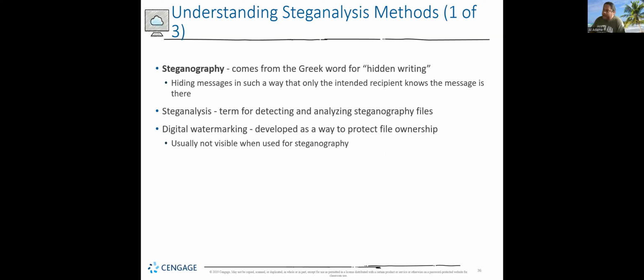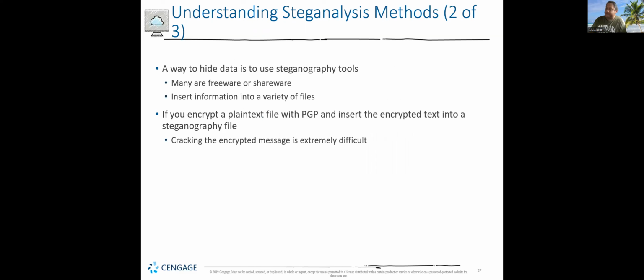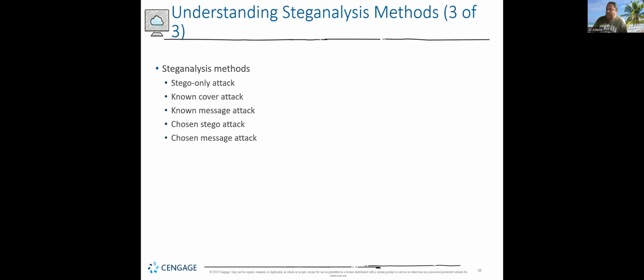Digital watermarking was developed as a way to protect file ownership, and it's usually not visible. When used for steganography, a way to hide data is to use steganography tools. Many are freeware or shareware, so they might run on Linux too if I think about it. They insert information into a variety of files. If you encrypt the plain text file with PGP and insert the encrypted text into a steganographic file, cracking the encrypted message is extremely difficult. Steganalysis methods: stego-only attack, known cover attack, known message attack, chosen stego attack, chosen message attack.